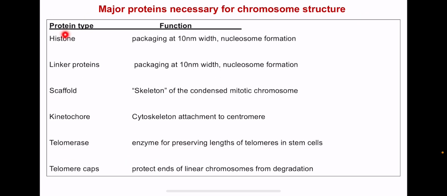Okay, so let's look at some major proteins that are involved in the chromosome structure. I'm sure you know what the histones do. The linker protein, which is another histone, and a protein called scaffold. The scaffold forms part of the skeleton of the condensed chromosome. And the kinetochore, I did mention this. It is a centromere protein. It is found at the centromere, and it helps in cytoskeleton attachment to the centromere, mostly during spindle fiber formation. And I'm sure we know the telomerase. We also know telomere caps.